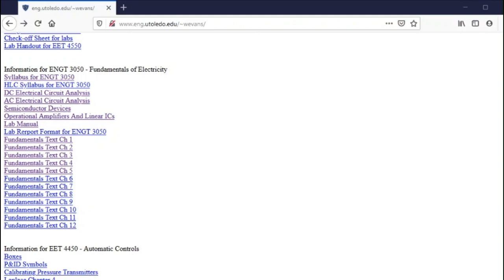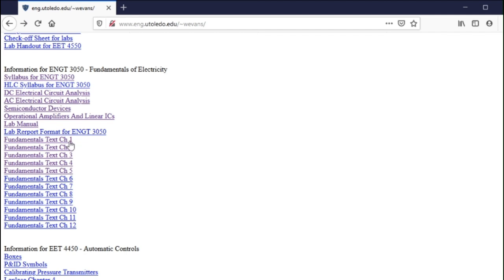Hello, we're going to start today with the first chapter of the book on fundamentals of electricity, and we're going to start at the website. We're going to look at the information just for a minute on the website before we get started into the actual work in chapter 1.